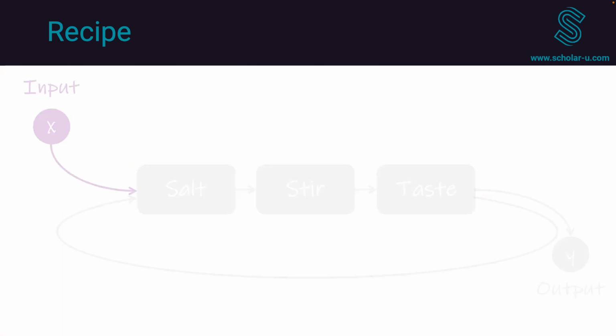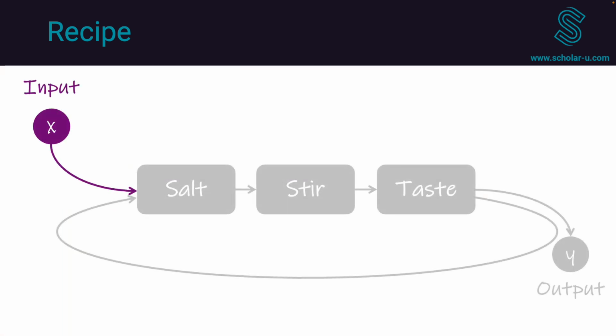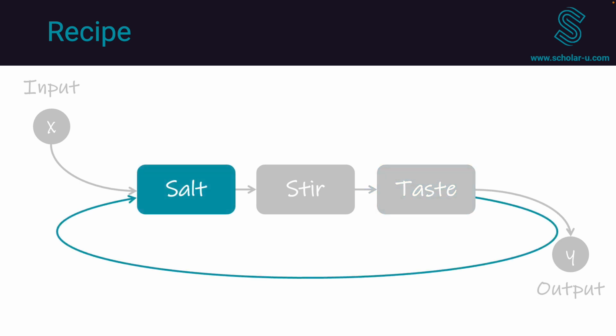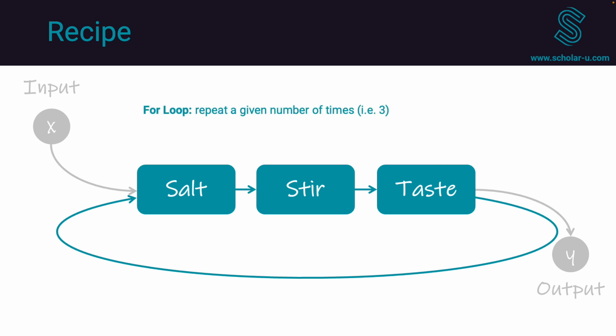The recipe treats the soup as the input into a loop. First, you add salt. Stir the soup and taste it. You might then repeat the process by adding more salt, stirring, and tasting again. There are two main types of loops. A for loop is used when we know the number of times we need to repeat the loop. For example, the recipe might specify to add salt, stir, and taste exactly 3 times.